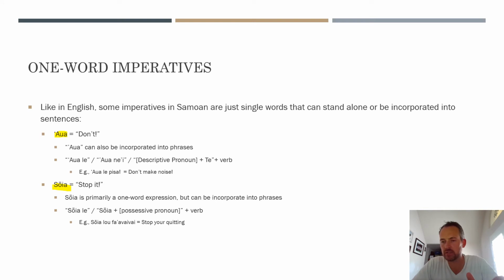And what you're doing is treating the verb like a noun. Le really means the in Samoan. So the example I have below is awale pisa. Pisa is actually a verb, to make noise and to kind of make a racket. You putting le in front of it treats it like a noun, and awa just means don't. So this is saying just don't make noise.